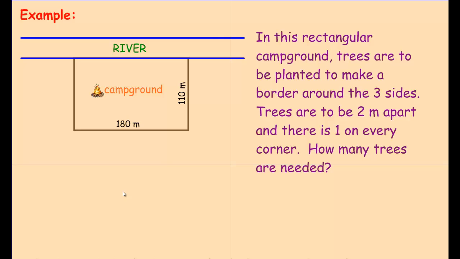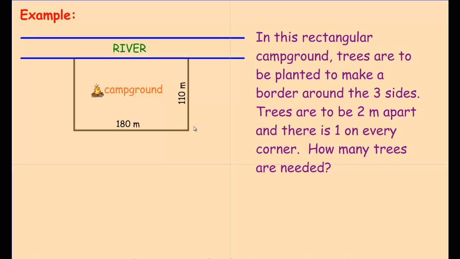What's set up here is a picture of a rectangular campground. The question says that trees are going to be planted around the border, around 3 sides of the campground. If you notice, on one side of the rectangle there is a river, so there's no need to plant trees along that riverbank side. You simply need to plant trees along the other 3 sides of the rectangular campground, as I've tried to show you here with my mouse.